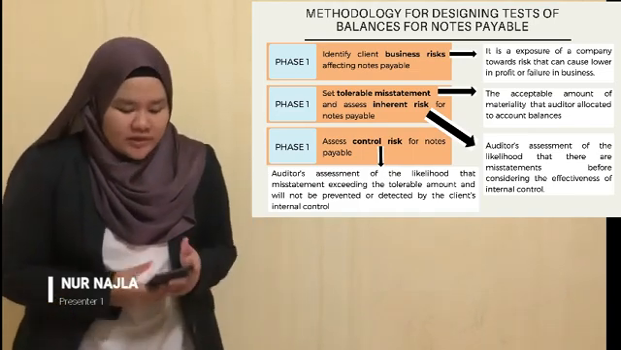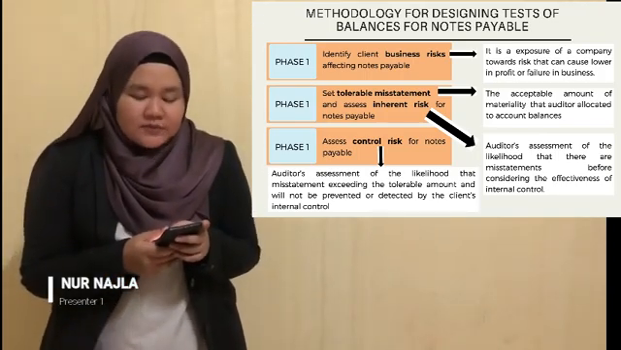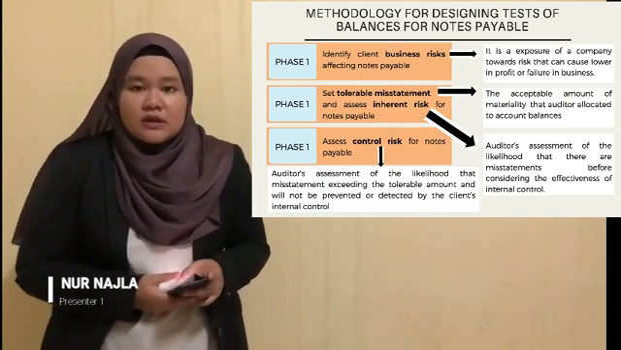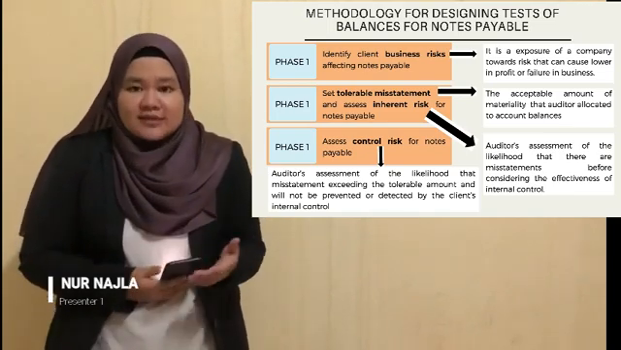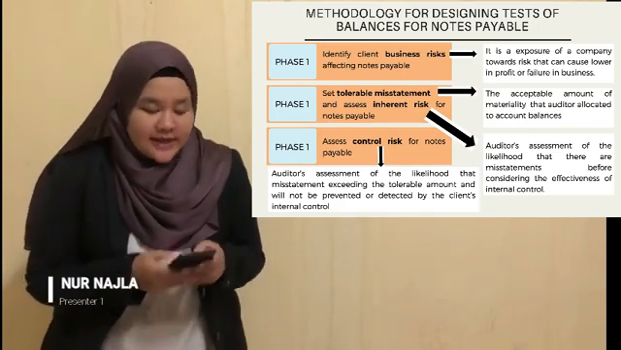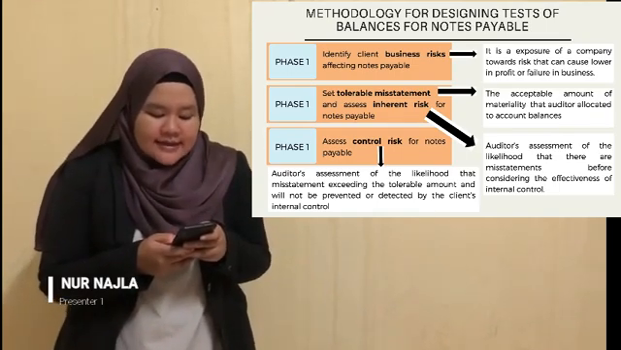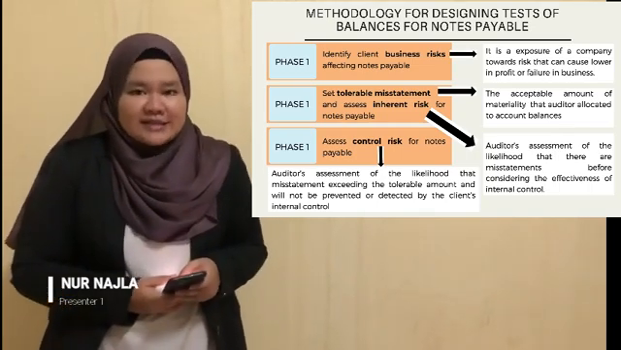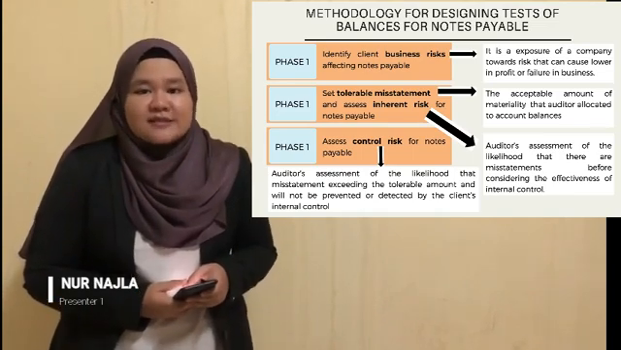This is phase 1. Identify client business risk affecting notes payable. Business risk means any exposure of a company to risk that can cause them to reduce profit and fail in business. Next, we set tolerable misstatement and assess inherent risk for notes payable. Tolerable misstatement means a reasonable amount set by the auditor to accept the financial statements of the client.